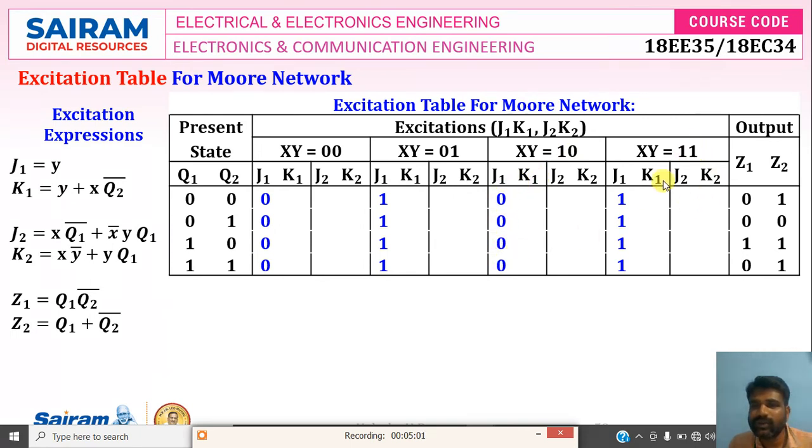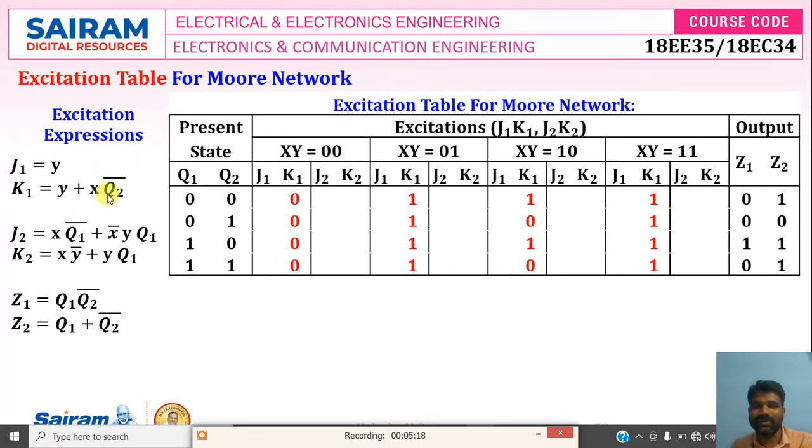See here, y is equal to 1, so it's all 1. Clear na? But K1 depends on both x and y. So substitute x is equal to 0, y is equal to 0. So it becomes, see, y is equal to 0, x is equal to 0. So K1 becomes 0, all zeros.